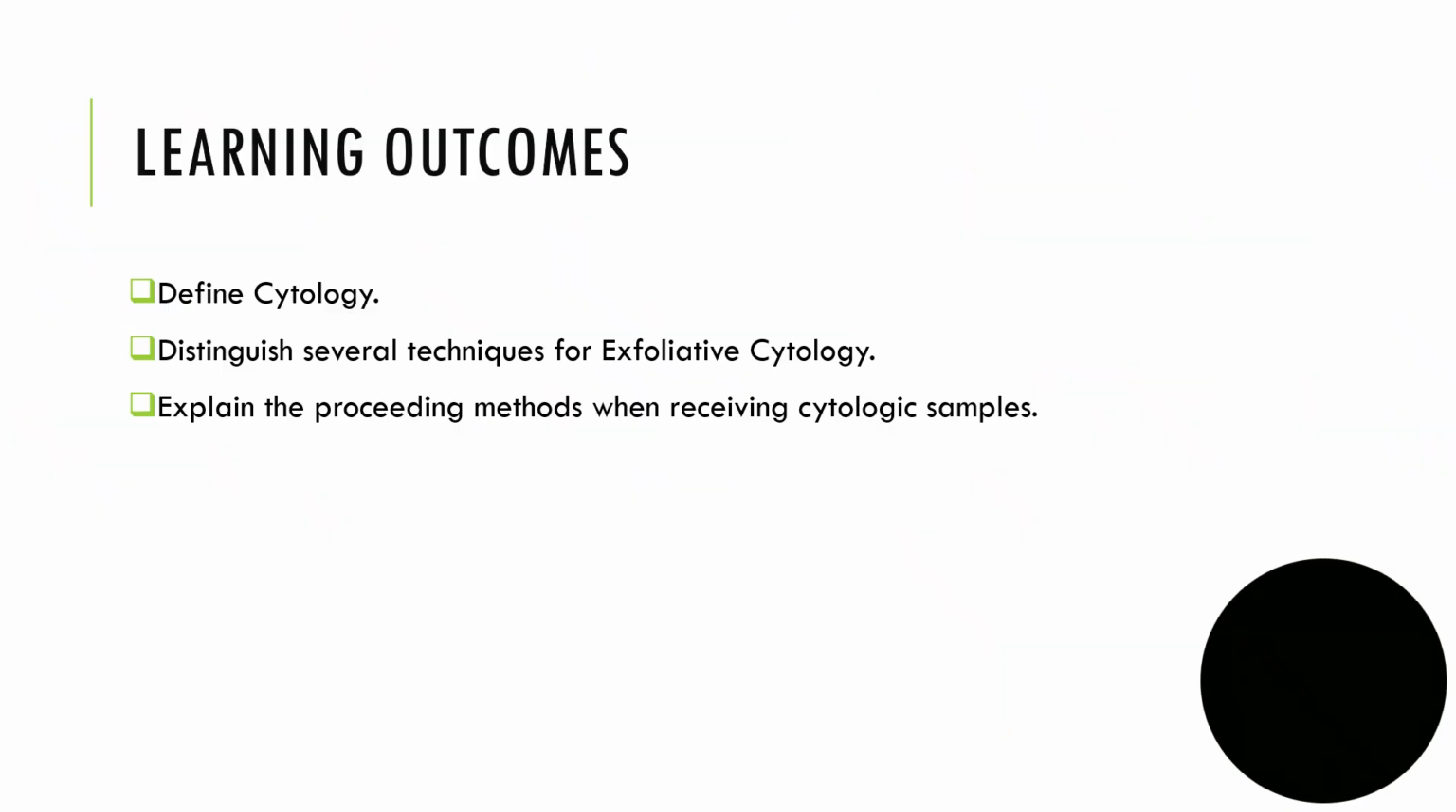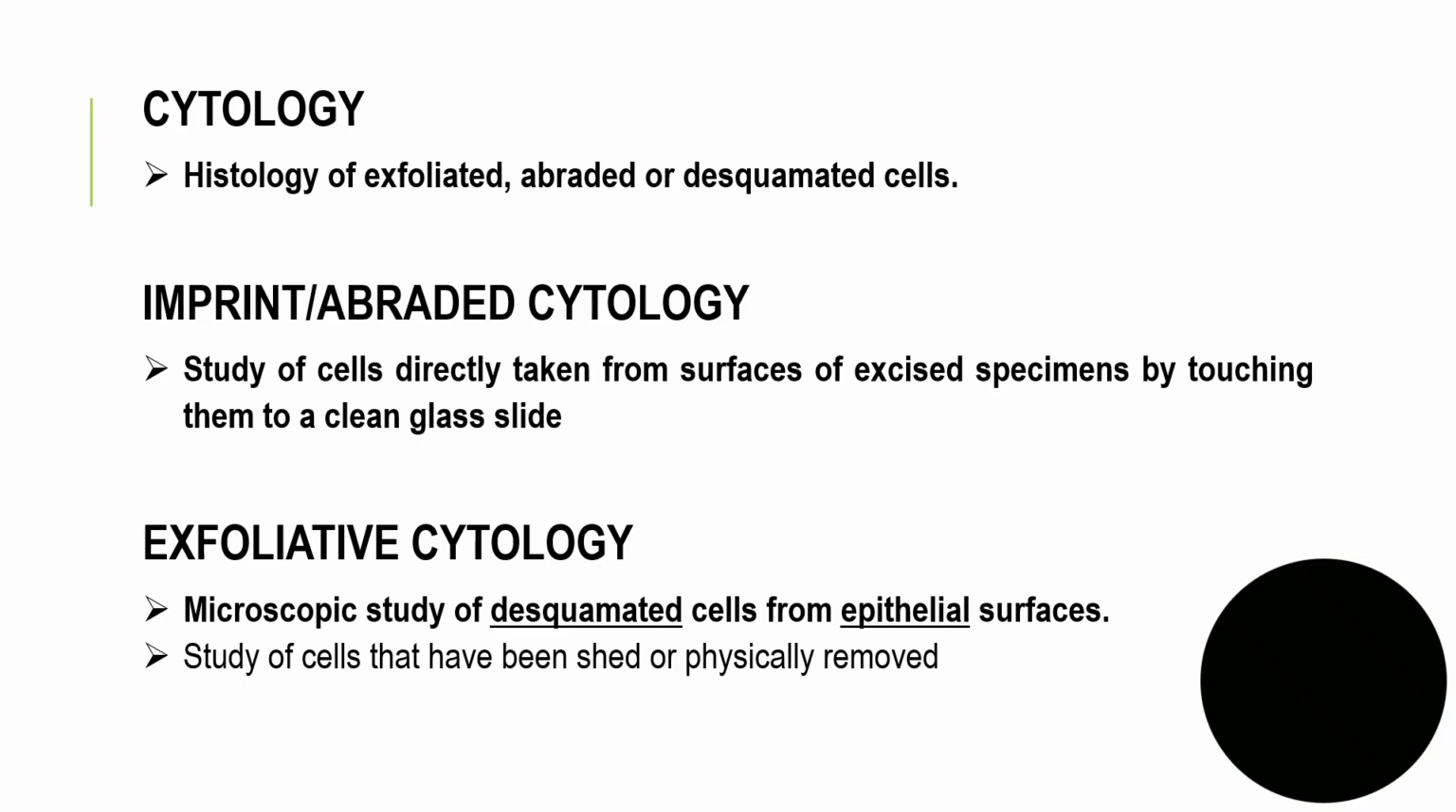Before we begin our discussion, let us first orient ourselves with what we are expected to learn by the end of this lecture. Our three learning outcomes are first, to define cytology, second, to distinguish the several techniques used in exfoliative cytology, and third, to explain the procedures involved when receiving cytologic samples. Let us now address the first learning outcome, defining cytology and its related terms.